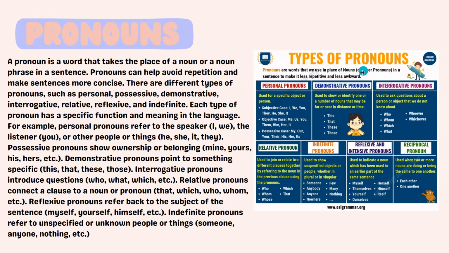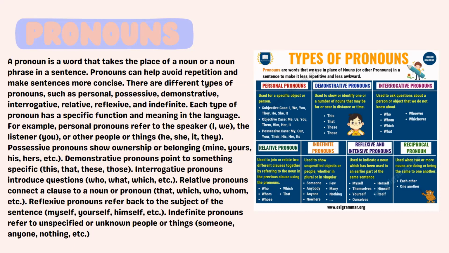Next, we have demonstrative pronouns. They're used to show or identify, as this says, one or a number of nouns that may be far or near in distance or time. So an example of this would be, this cat went on a walk. The demonstrative pronoun would be this.